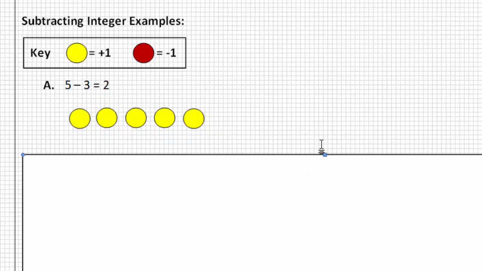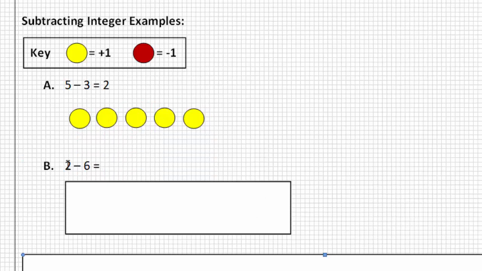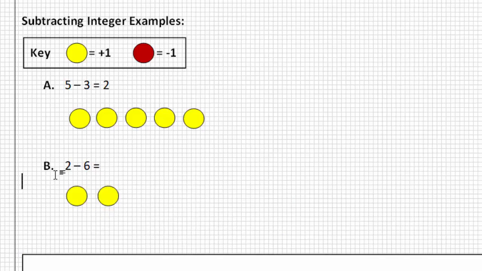Let's try another one. For problem B, we're going to have 2 take away 6, or 2 subtract 6. Think about what that's going to be. Well, again, let's start with integer chips. So it's telling us that we have 2 positives, and we want to take away 6. Now, the problem here is I don't have 6 to take away.